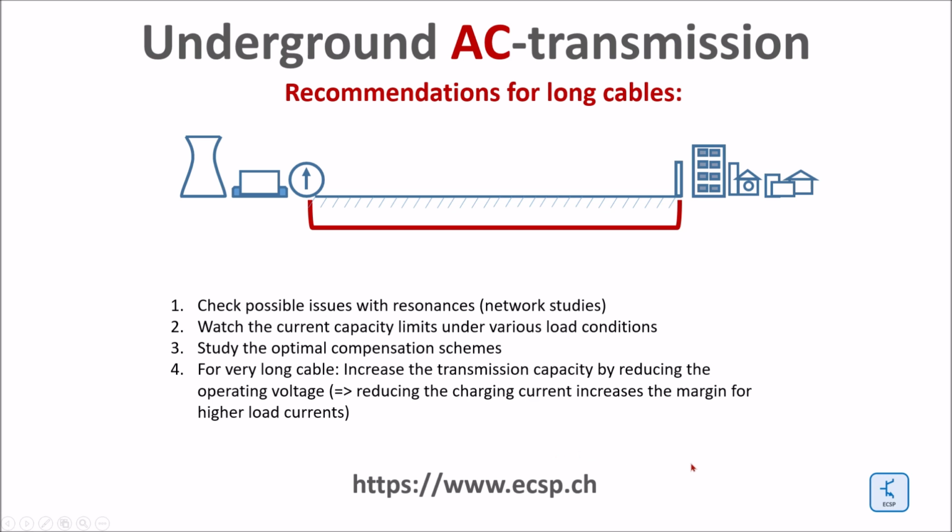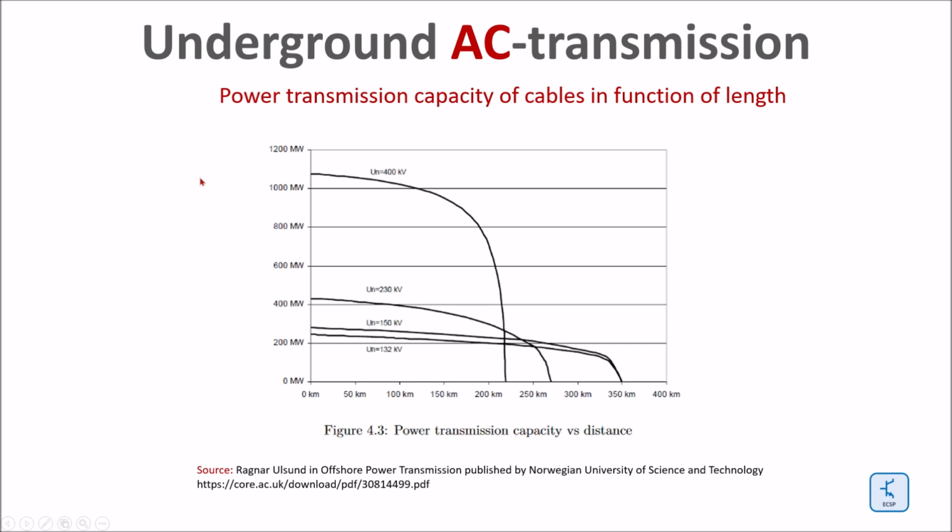When you plan cable connections, there are some recommendations here. Recommendation 4 may be important. If you have very long cable connections, we have seen that you are reaching the current capacity limit of the cable. So if you want to increase the margin for higher loads, you may have to decrease the transmission voltage of the cable in order to reduce the charging currents and so leave more room for load currents. There is a relation between the power transmission capacity of cables as a function of their length. These curves are from a paper, the link is here.